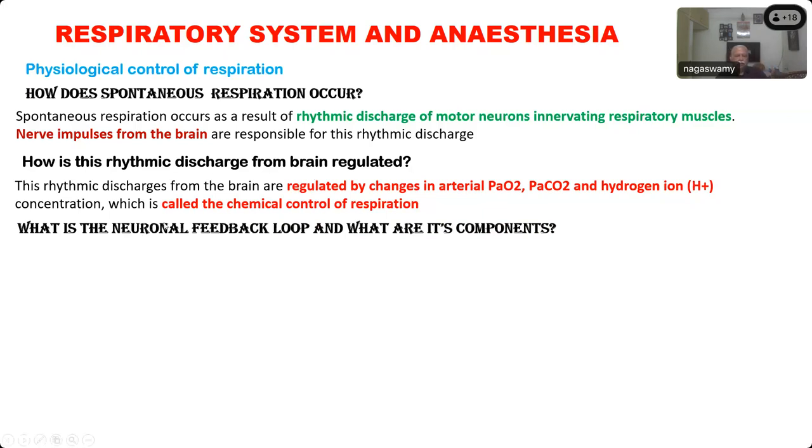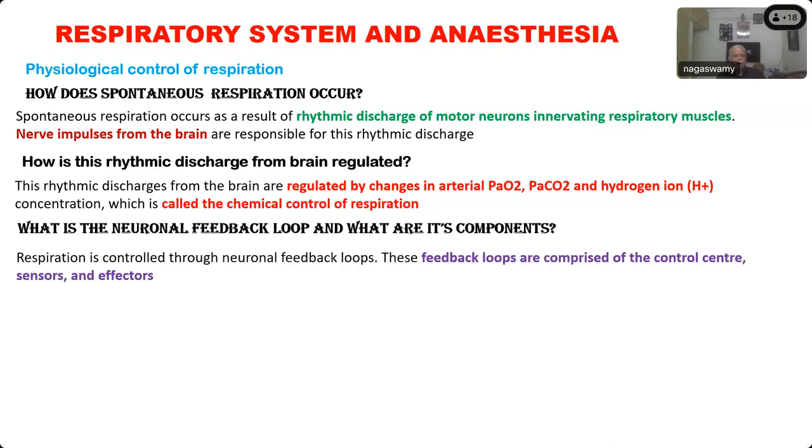Normally when we talk about any reflex arc, what are all the components? There will be an afferent, there will be a center, there will be an efferent, and an effector organ. More or less the same thing is here. Respiration is controlled through neuronal feedback loops. These loops are comprised of a control center, sensors and effectors. Instead of afferent, we say there are sensors which take the message to the control center. The control center causes the effect through effectors, passing it back to the organ. This is how the feedback loop works.